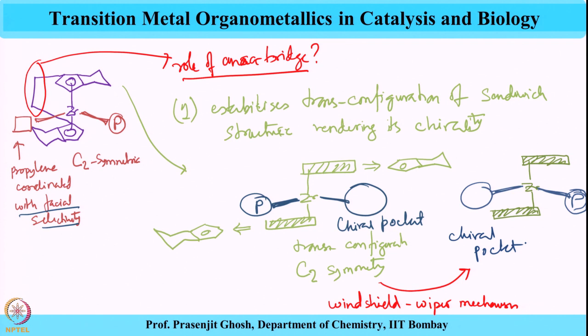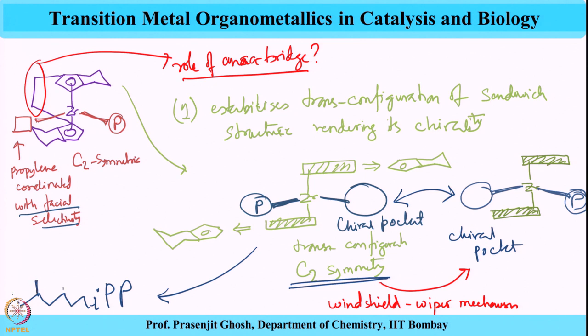What is interesting to note is that for C2 symmetric catalyst, the chirality of these two pockets are same. As a result, they are of same chirality because of the C2 symmetric nature of this catalyst. As a result, the polypropylene which is obtained is isotactic, all the methyl groups reside in the same side, because the origin is that the chirality is the same. So, this is an important role played by this ansa ligand.